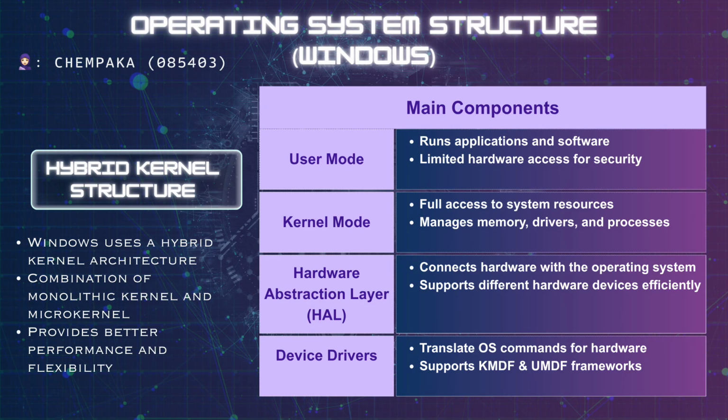So Windows uses a hybrid kernel architecture which combines the features of monolithic and microkernel design. So this structure provides good performance and flexibility. So we go to the diagram which shows the main components of the Windows operating system structure. So each component has its own role in helping the operating system function properly.